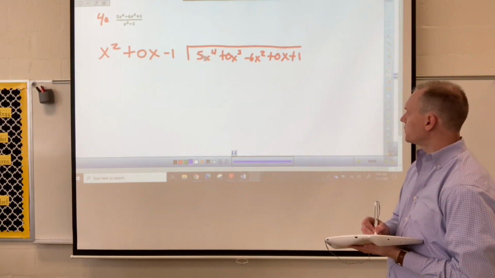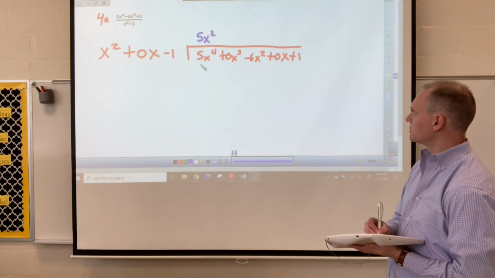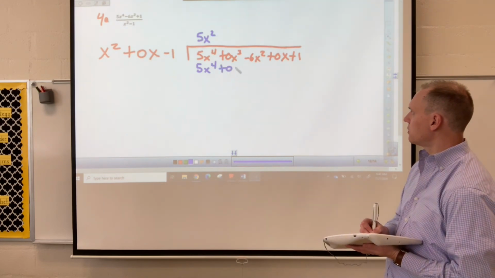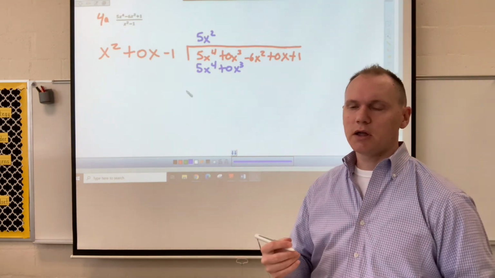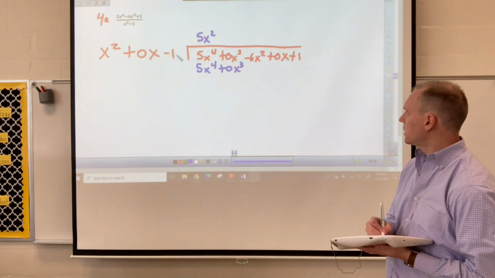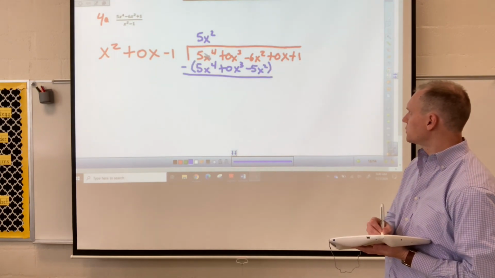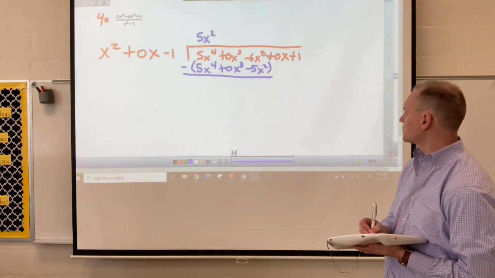X squared times what is 5x to the 4th? That's going to be 5x squared. 5x squared times x squared is 5x to the fourth. 5x squared times 0x would be 0x cubed. So go ahead and multiply the numbers, and then you can put x cubed there if you want, that way the things match up. 5x squared times negative 1 is negative 5x squared. Don't forget to subtract.